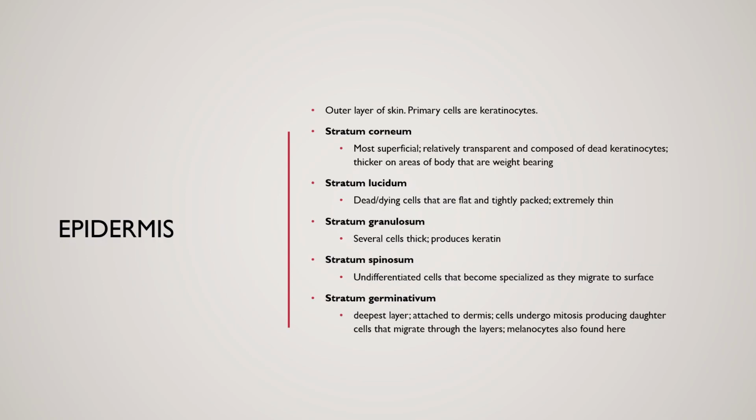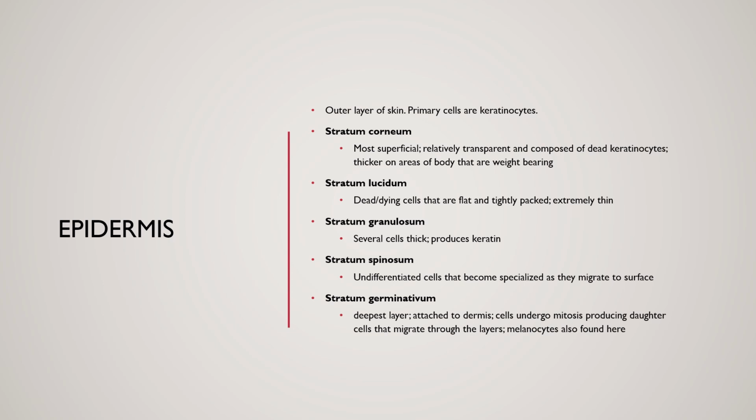All right, the epidermis. This is our outermost layer of skin. The primary cells in these are keratinocytes. The stratum corneum is the most superficial layer. It's relatively transparent and it's composed of mostly those keratinocytes, however, they are dead. It's thicker on areas of the body that are weight bearing, so the soles of our feet and the palms of our hands. Okay, next we have the stratum lucidum. These are dead and dying cells that are flat and tightly packed. It is also an extremely thin layer. Below that, we have the stratum granulosum, which is several cells thick, and these are where we produce our keratin.